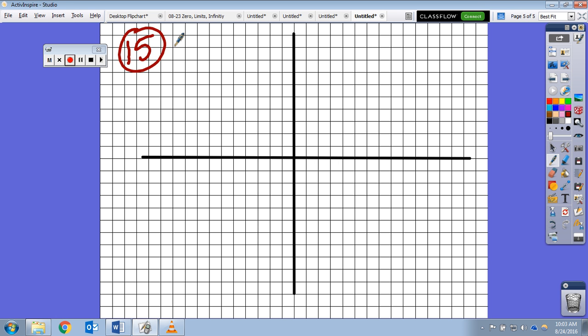Number 15 says, y equals 3x minus 1. Does someone want to do it? Please, thank you. What's the problem? We are at number 15, y equals 3x minus 1. Okay. So, explain to us what you would do.